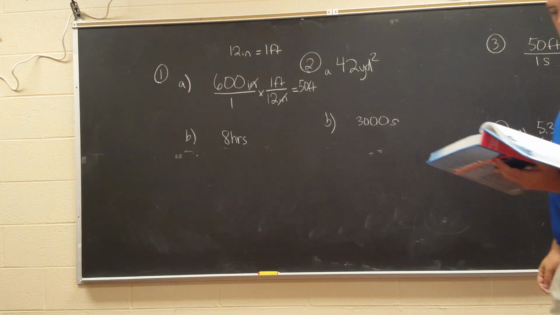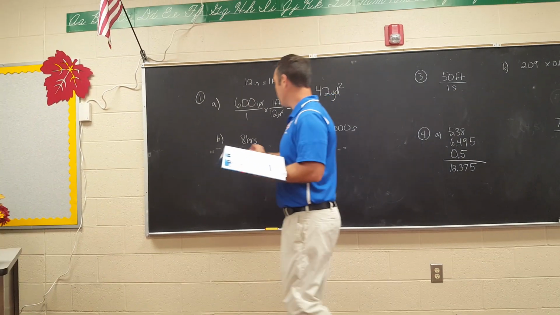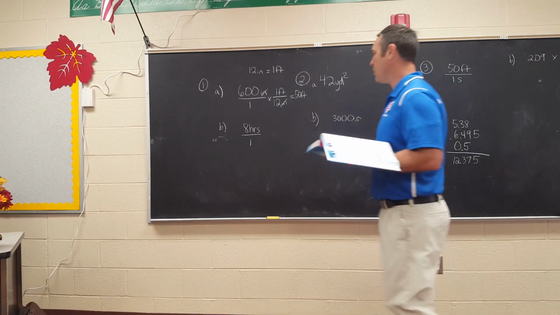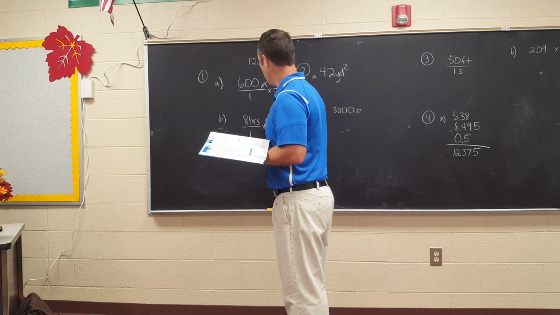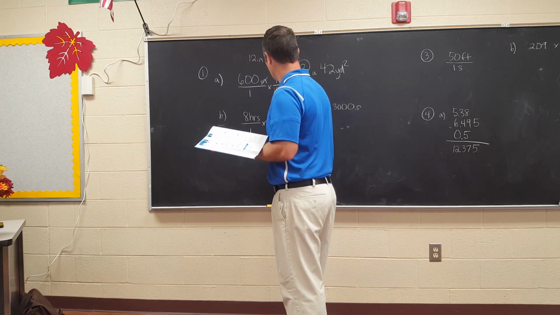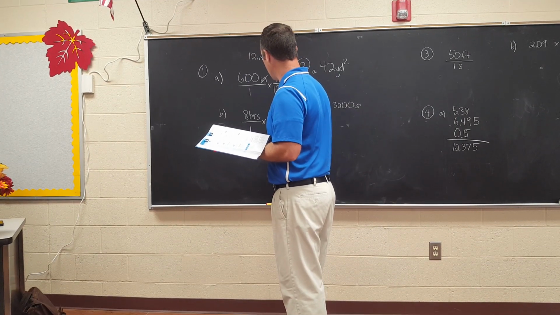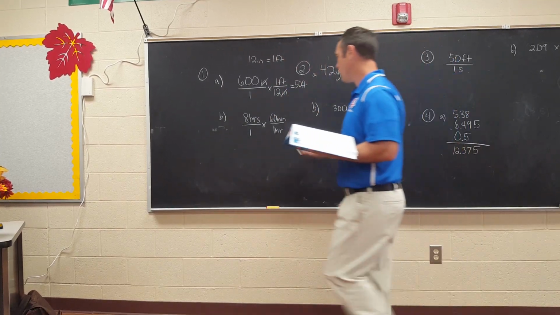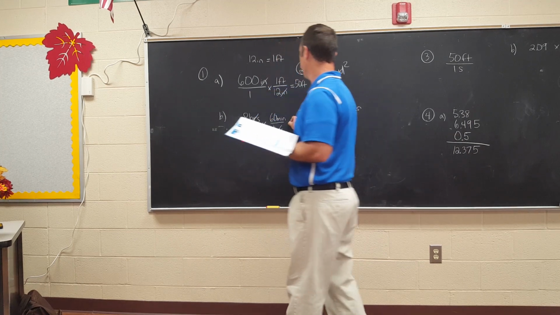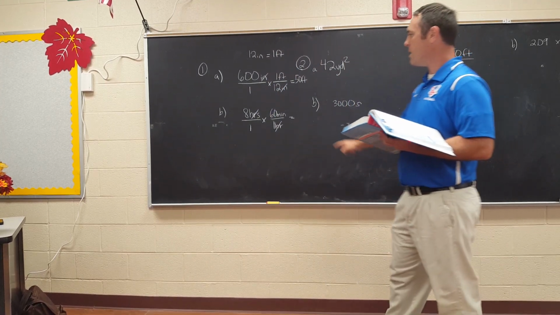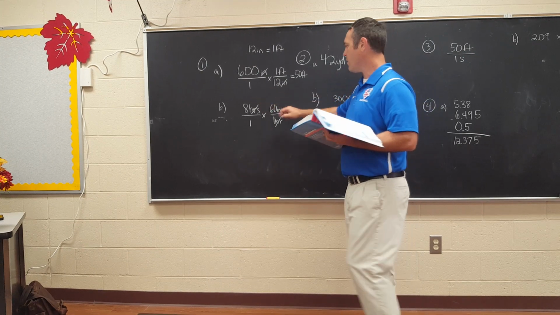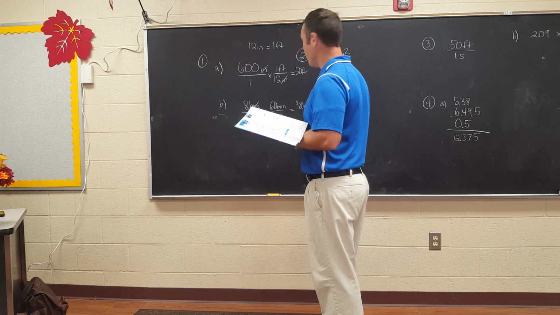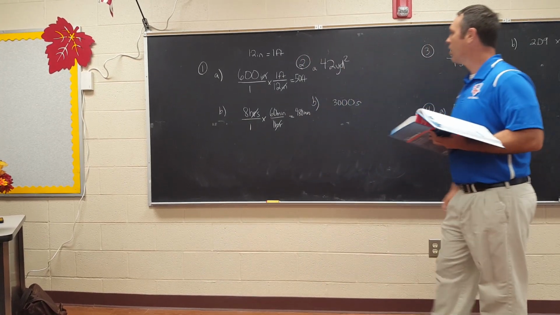The next one asks us to convert 8 hours into minutes. We know there are 60 minutes in 1 hour, so we're going to put the 60 minutes in the numerator and the hour in the denominator. That way our hours will cancel out. All right, now we have it in minutes. So we're going to multiply 8 times 60, which is 480. We get 480 minutes.